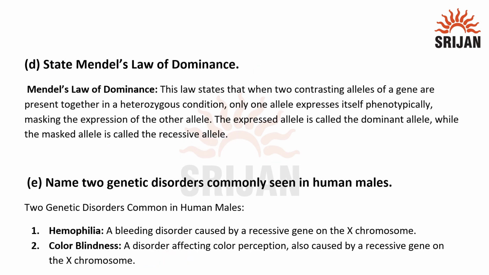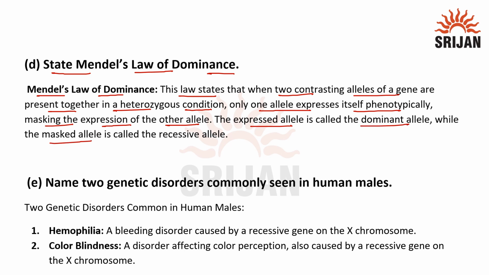Now let's answer the D part. State Mendel's law of dominance. So here we have the Mendel's law of dominance. This law states that when two contrasting alleles of a gene are present together in heterozygous condition, only one allele expresses itself phenotypically, masking the expression of the other allele. The expressed allele is called the dominant allele while the masked allele is called the recessive allele.